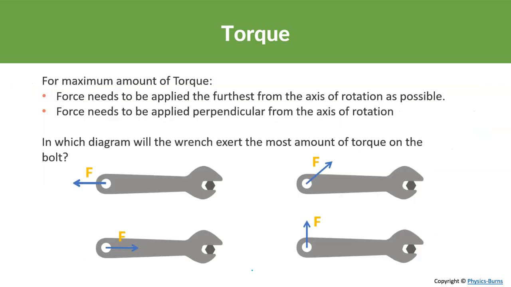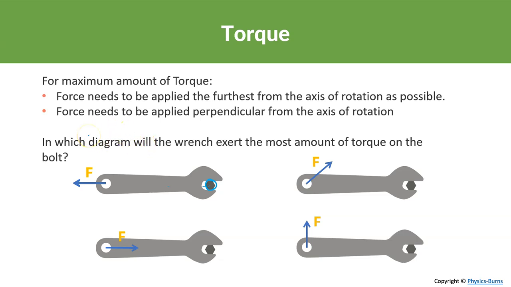Okay, moving on. So for the maximum amount of torque, force needs to be applied as far from the axis of rotation as possible. If you pull on the wrench over here, you're not going to put as much torque as if you pull on the wrench over here. The further you can get from this rotating point, the more torque you can apply. Second part, force needs to be applied perpendicular to the axis of rotation.